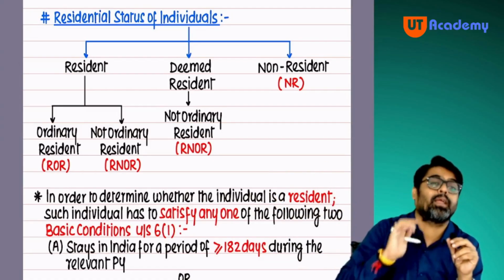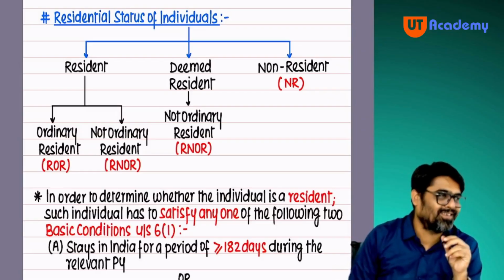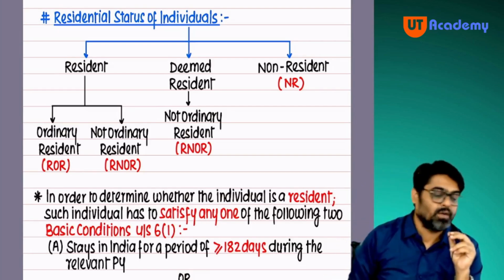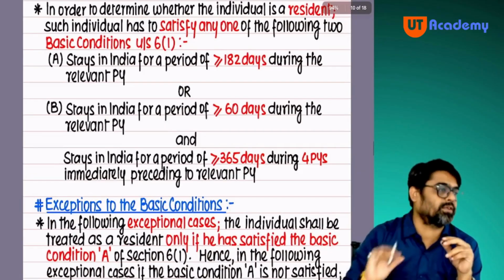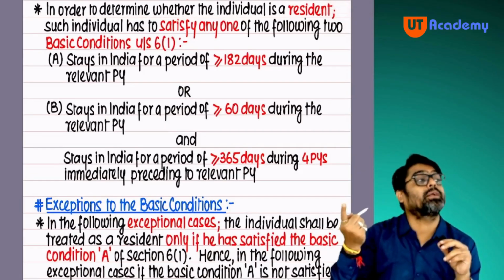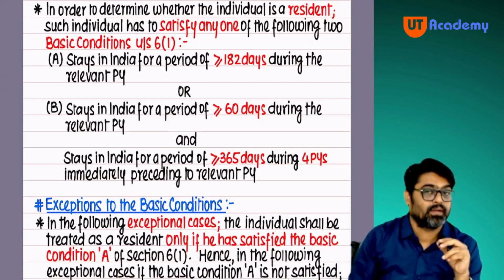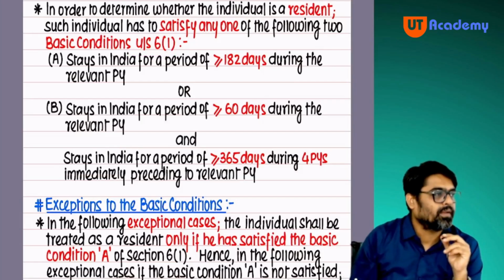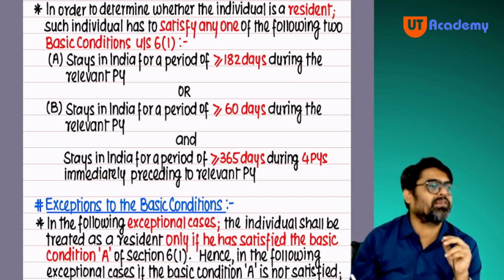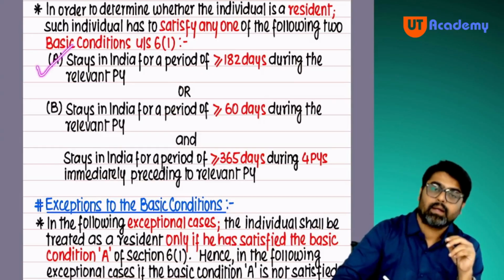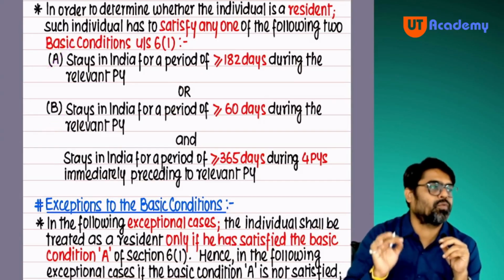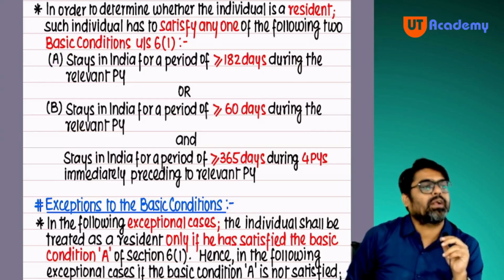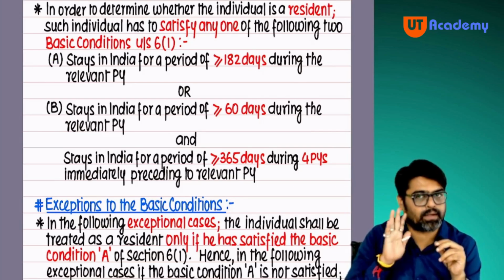First of all, sir, tell me, when will I become a resident? When will I become a resident, and when will I become a non-resident? For that, there are two basic conditions. Am I talking about additional conditions or basic conditions? These are the two basic conditions which are given under section 6, subsection 1. 6.1. Two basic conditions are there. Condition A, condition B. Any one condition you fulfill, you will become a resident.